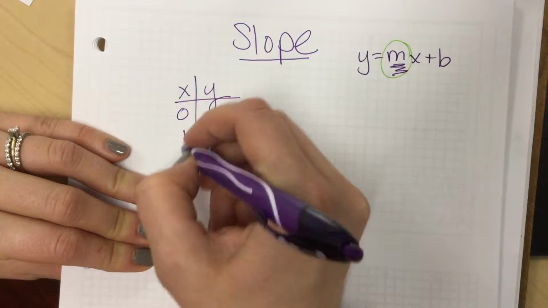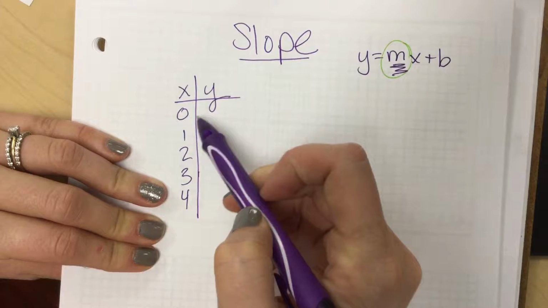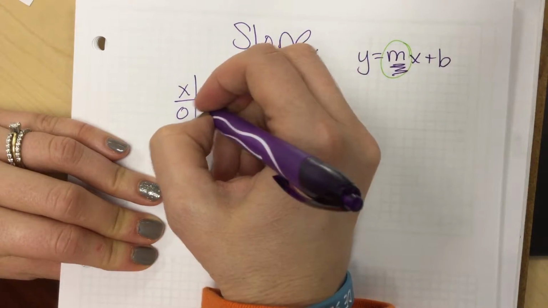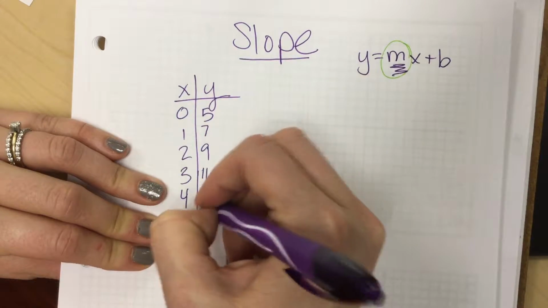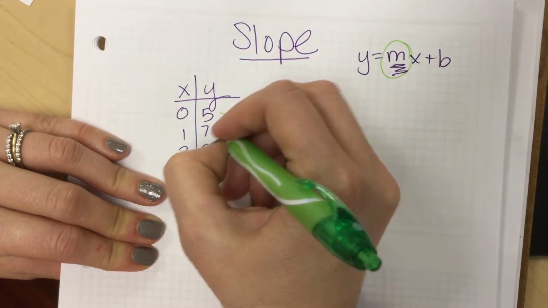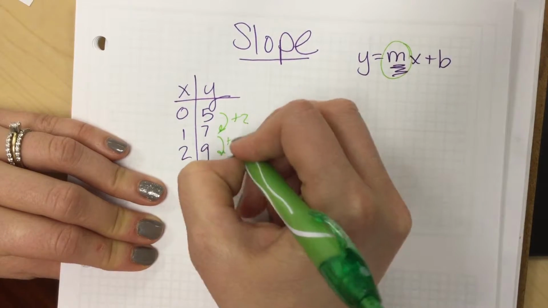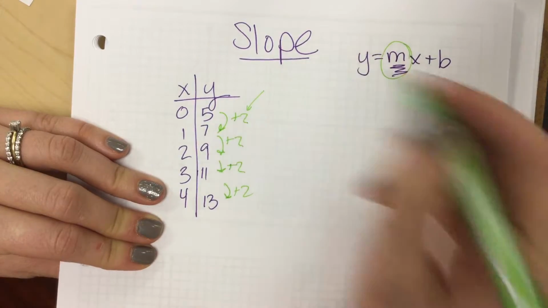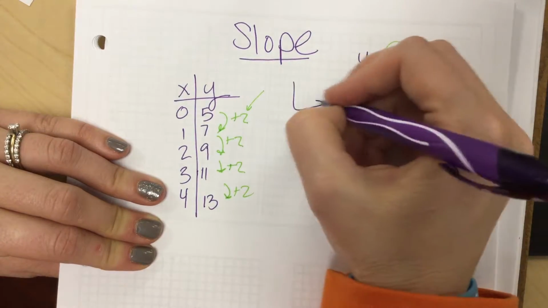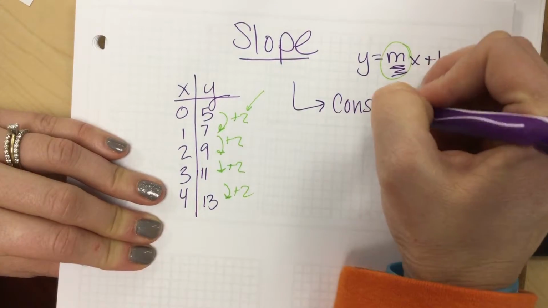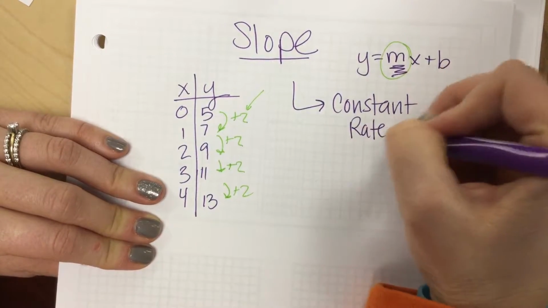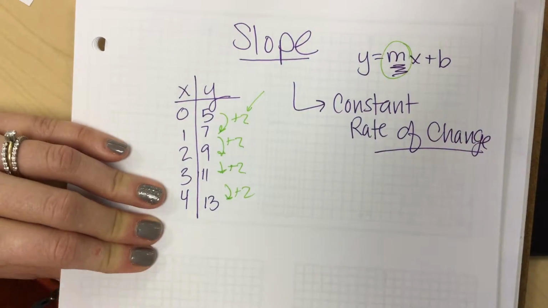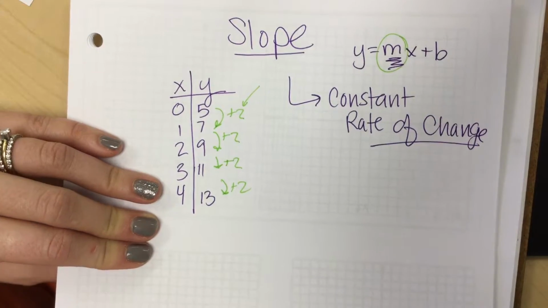So if you have a table of values in which the x is going up by 1 and then the y is going up by this constant plus 2, plus 2, plus 2, plus 2. This constant rate of change, that's another term for slope. Okay, so this constant rate of change tells us that it's linear, and it gives us the slope as well.